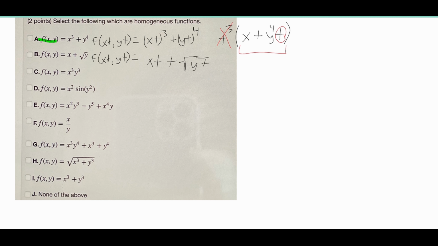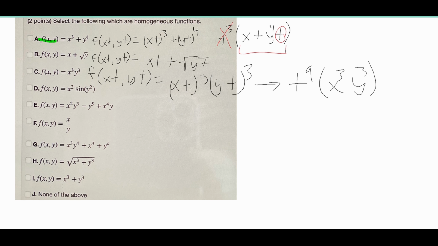We're going to look at c now, and we can see that if we write f of xt and yt, and put t inside of our function, we're going to get xt cubed times yt, and this is in parentheses cubed. So we can actually factor out our t here because it is the same. It's going to be t to the 9. So we factor this out, we have t to the 9, and then we're going to be left with x cubed times y cubed, which is the same as our original formula. So that means c is a homogeneous function.